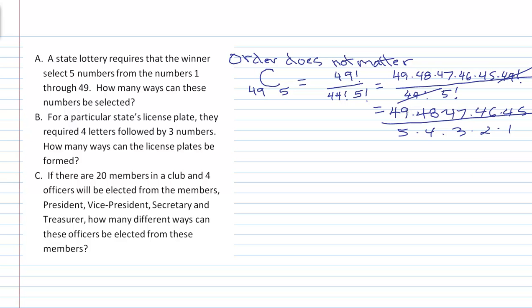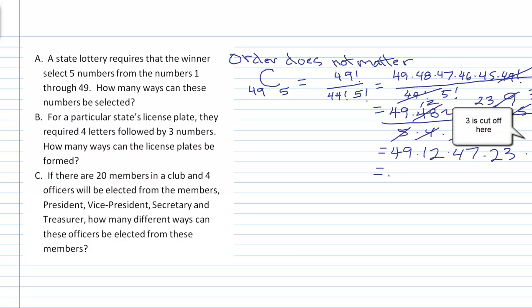Remember that shortcut? You're picking 5 objects, so you need 5 blanks. They go down by 1 each time. Then to remove the duplications, you take the number of objects you're picking and go down to 1 factorial. Then you reduce that out. 5 into 45 is 9. 4 into 48 is 12. 2 into 46 is 23. 3 into 9 is 3. That leaves me with a 49 and a 12 and a 47 and a 23 and a 3.